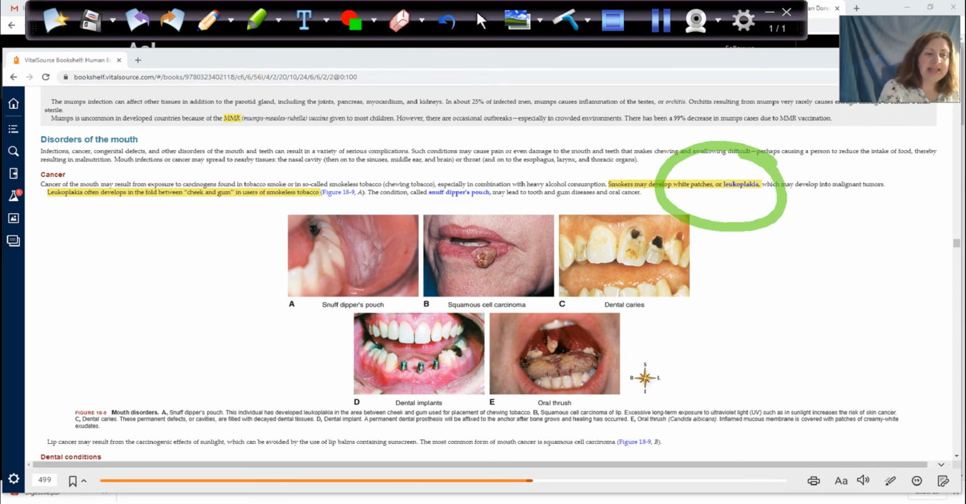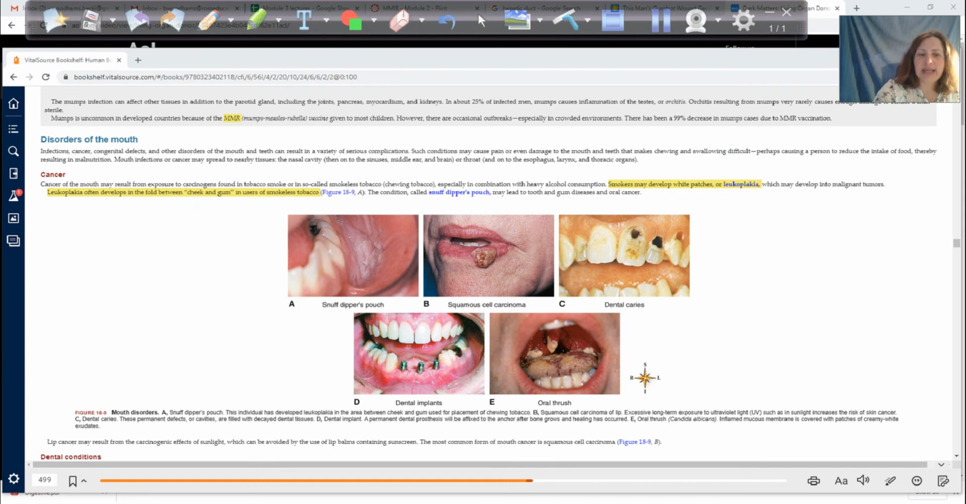Okay, it typically is between your gum and your cheek, right here where it's talking about the snuff dipper's pouch, where you put that wad of tobacco, can turn into cancer. You can see that's probably not a very good area because what if we have to do surgery and remove it? We're talking now plastic surgery because it's going to completely mess up your mouth and your whole face.